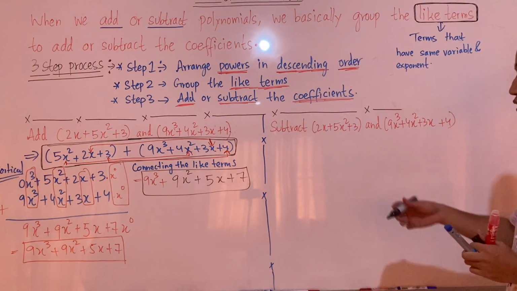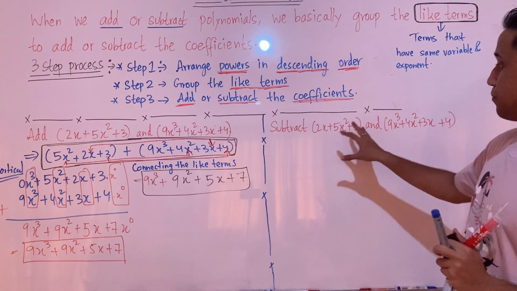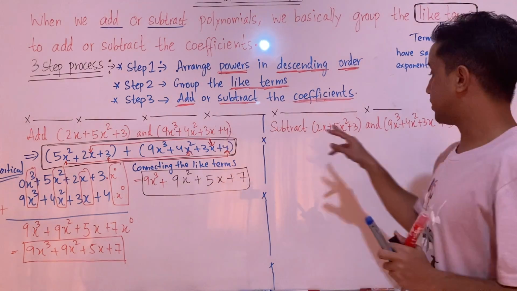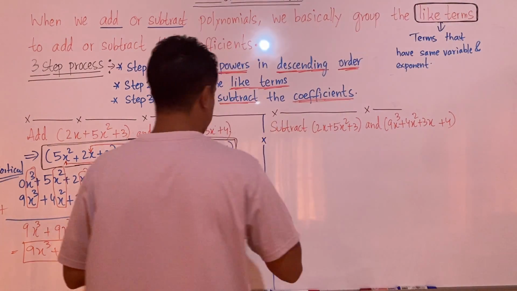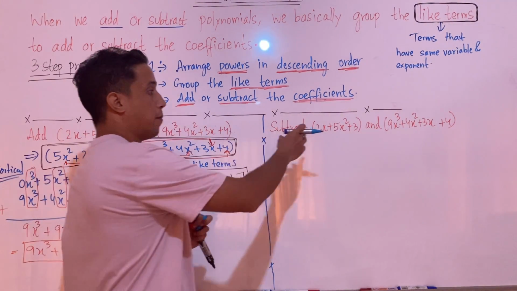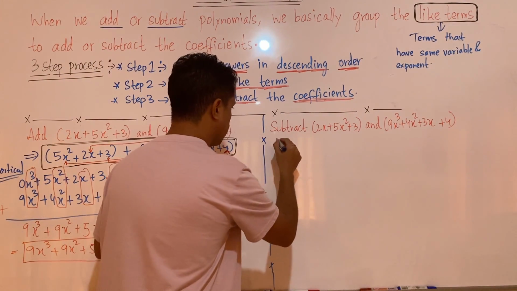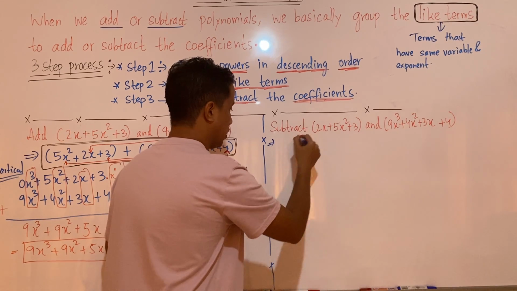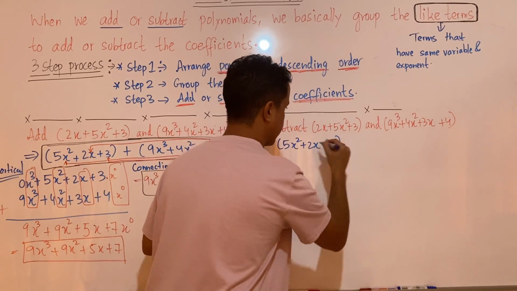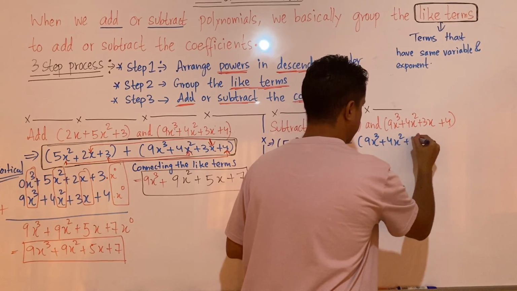Now come to the next part, subtracting polynomials. See here, I'm using the same polynomial expressions, but in this case I have to subtract. Here I was adding, here I will subtract. So I will just simplify the first expression. I will make sure the powers follow the descending order. So this would be 5x squared plus 2x plus 3, minus 9x cubed plus 4x squared plus 3x plus 4.